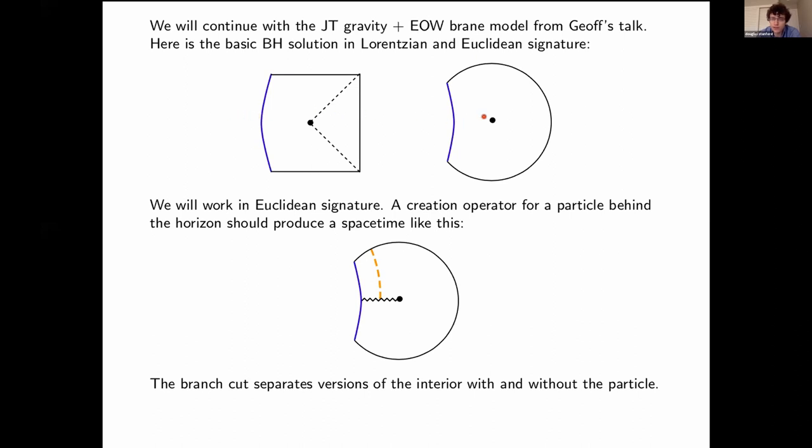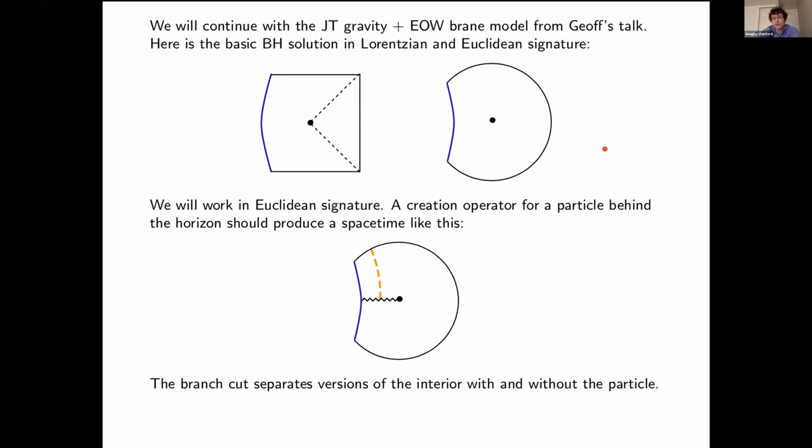In particular, the region between the black dot and this blue end of the world brane is like a spatial slice of the region behind the horizon. This is like the spatial slice of the region inside the black hole. Okay, so we're going to be working in Euclidean signature, so we'll be drawing diagrams like the one on the right here.